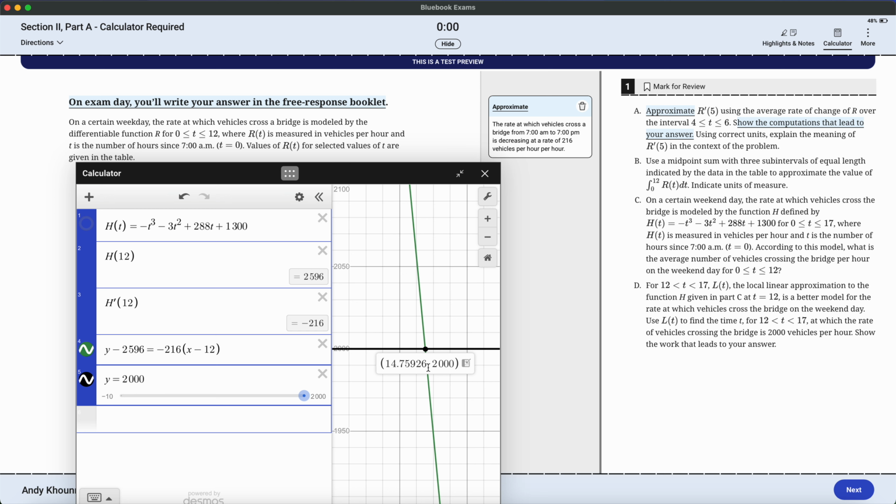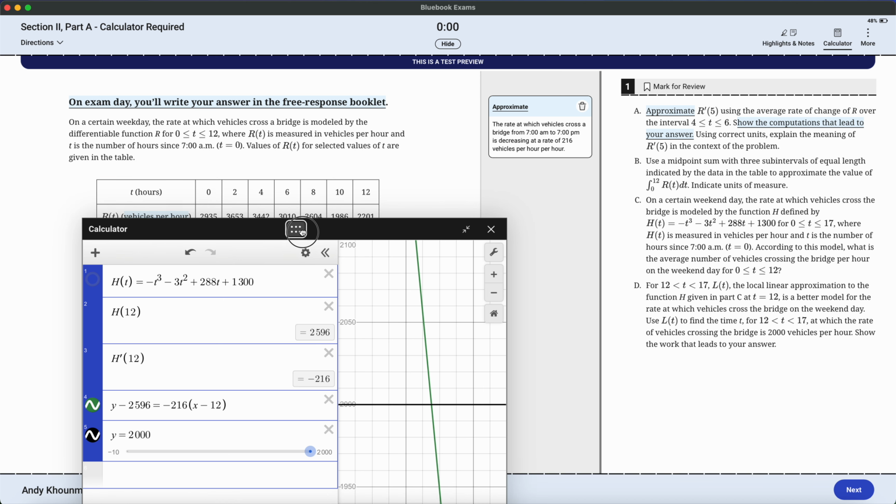Excuse me. As always, make sure that you are using at least 3 decimal places whenever you are doing your FRQ. So your time t would be 14.759. In this case, t's in hours, but you don't have to express units there.